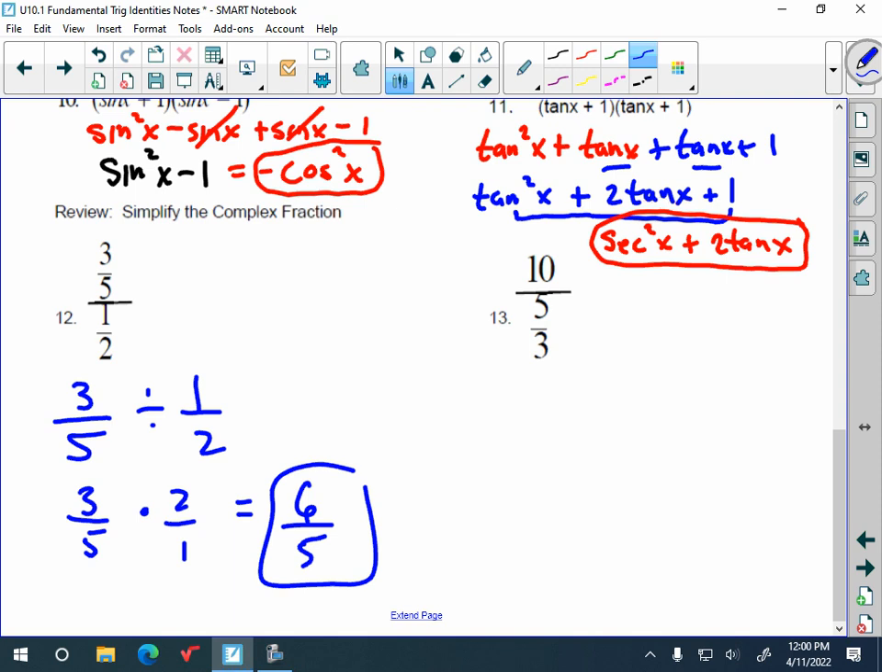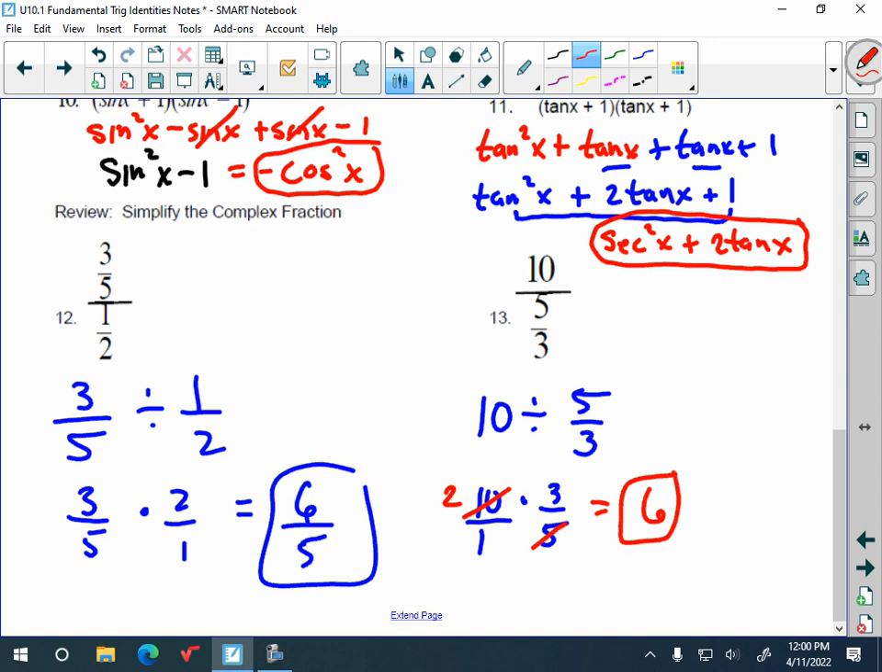All right, same thing for 13. This is 10 divided by 5/3. So then that's 10 times 3/5. Make that 10 a fraction by putting it over 1. You can multiply across, then simplify. You can cross cancel first, and then multiply across. But it'll simplify down to 6.